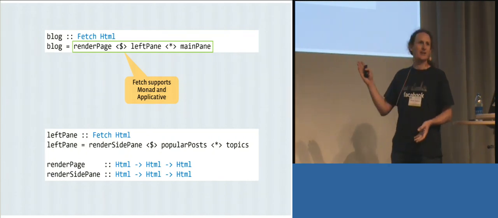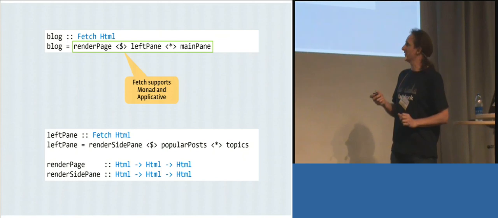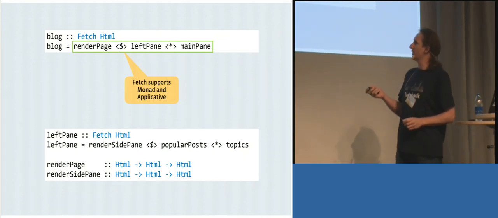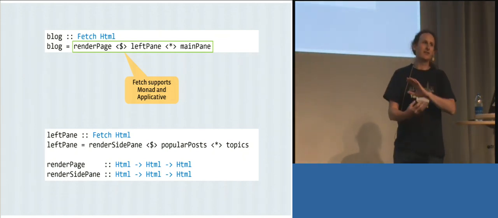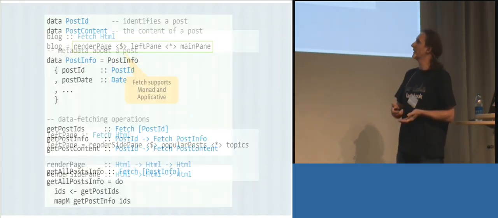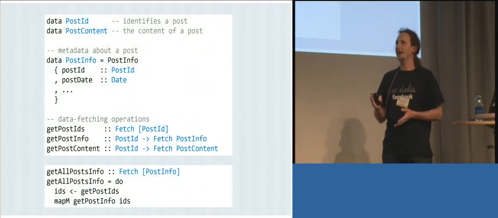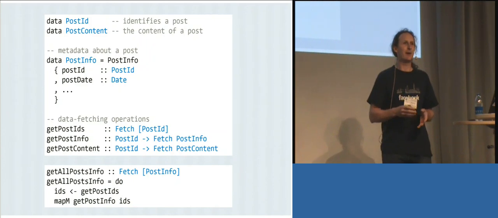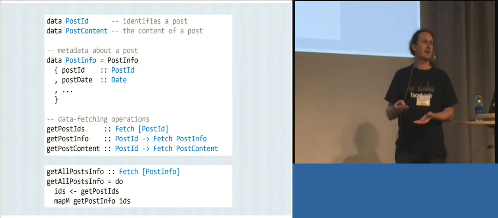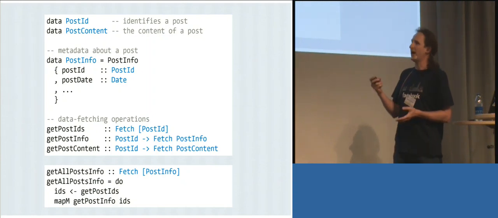So the left pane, which I'll say no more about in this talk, you can see the paper for the code for that. But the left pane is composed of the 2 sub-panes on the left, popular posts and the topics, and we've got some more render functions. So I'm going to go into more detail about what happens on the main pane, but before I do that, we need to talk about some data types, which comprise a data model for our program, and how we fetch the data from the fetch monad.